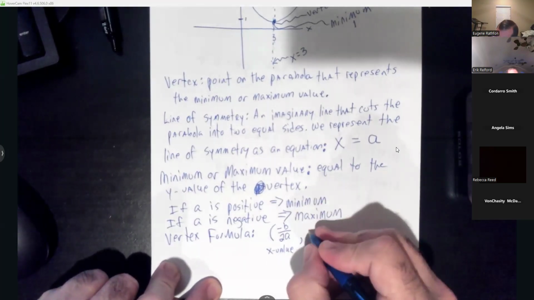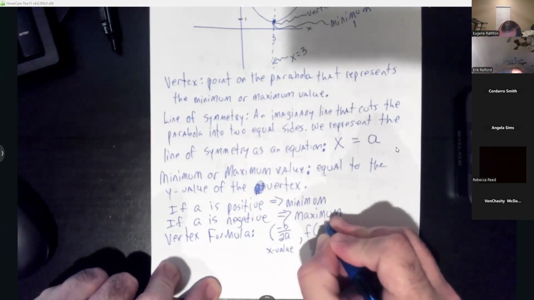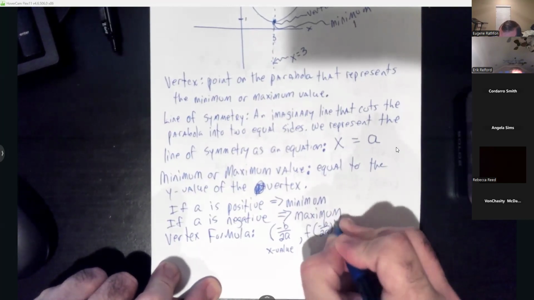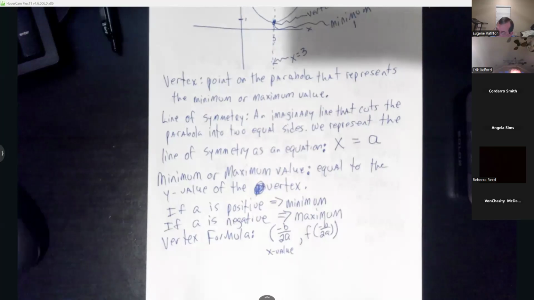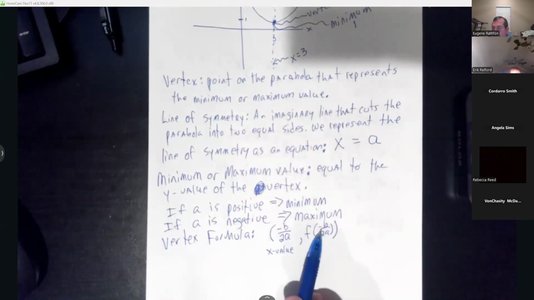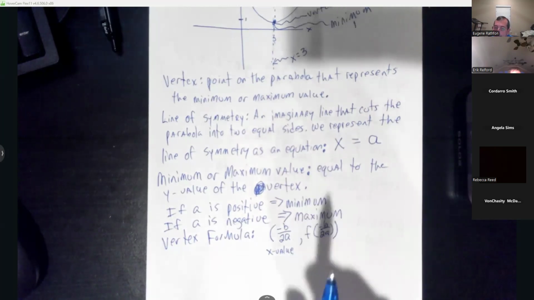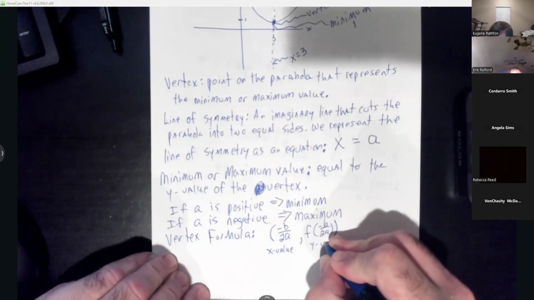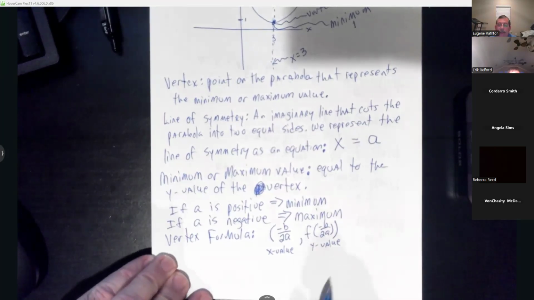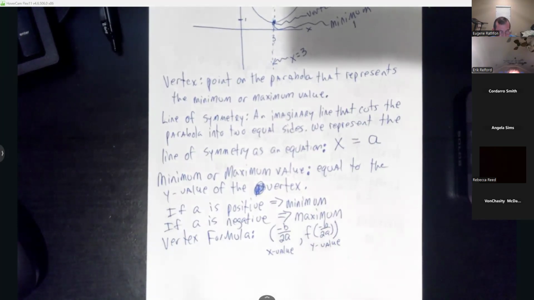And to get the y value, we find f of negative b over 2a. So what that means is, once we know the x value, we plug it back in to the actual equation and find our y value. So this will give me the y value, which is either going to be the min or max, okay? So y'all, I'm about to play with some of these and sort of show y'all what we got going on, okay?